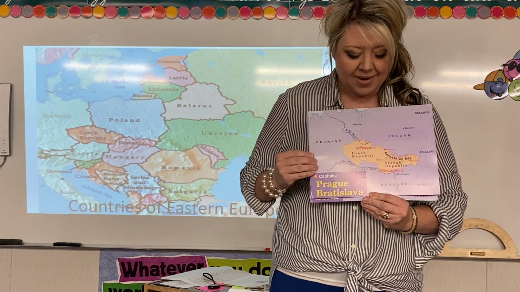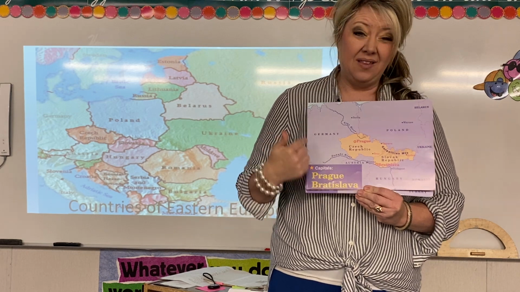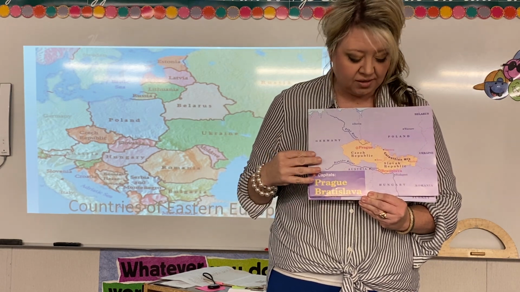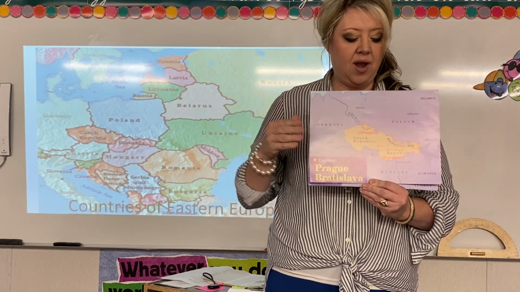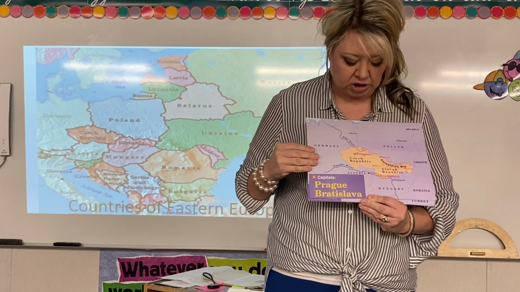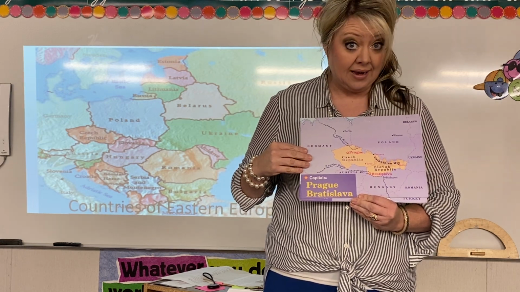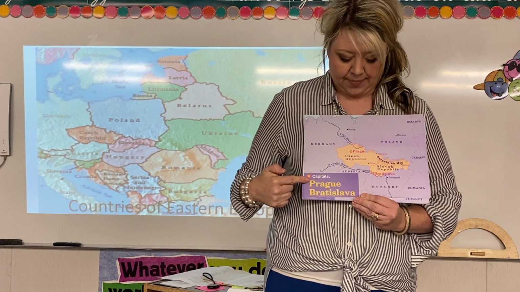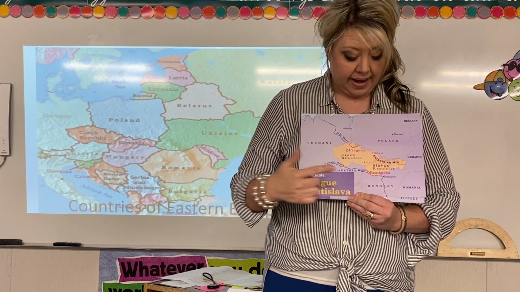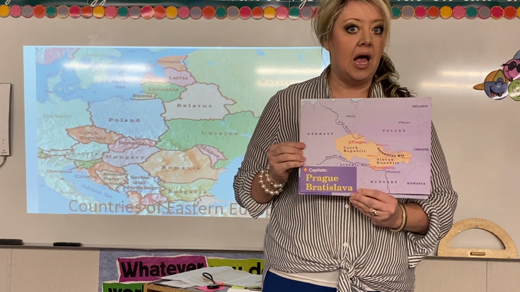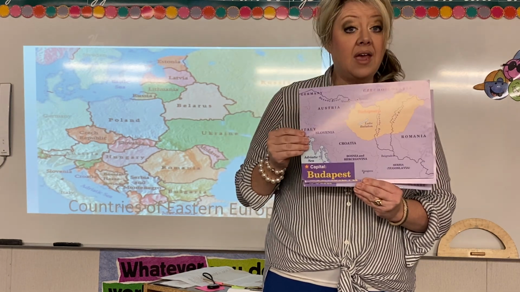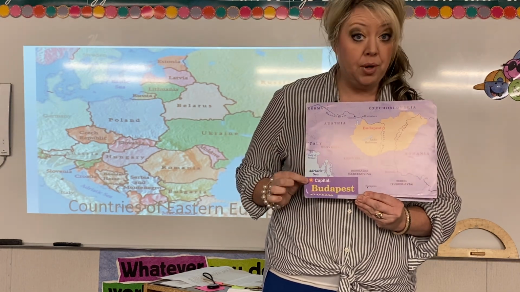This one here is a little bit different because this flashcard is a bit older, but it's Czechoslovakia, and now they've separated that country into 2 countries, so it's the Czech Republic and Slovakia. But the Czech Republic's capital is Prague, and then Slovakia is Bratislava. The capital of Hungary is Budapest.